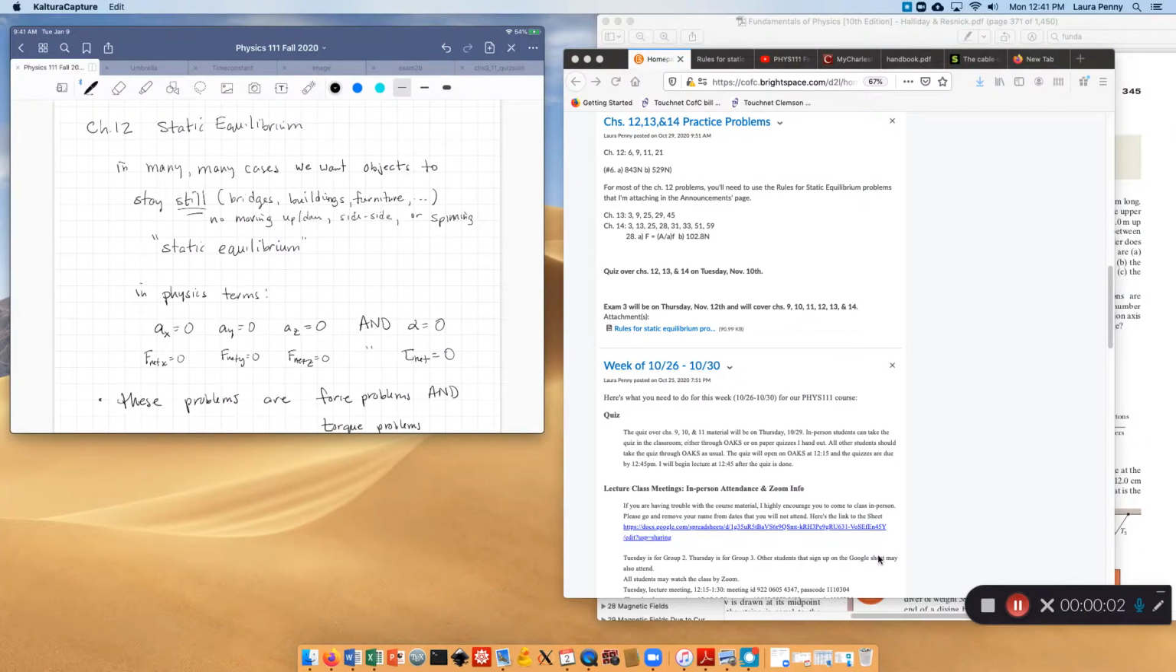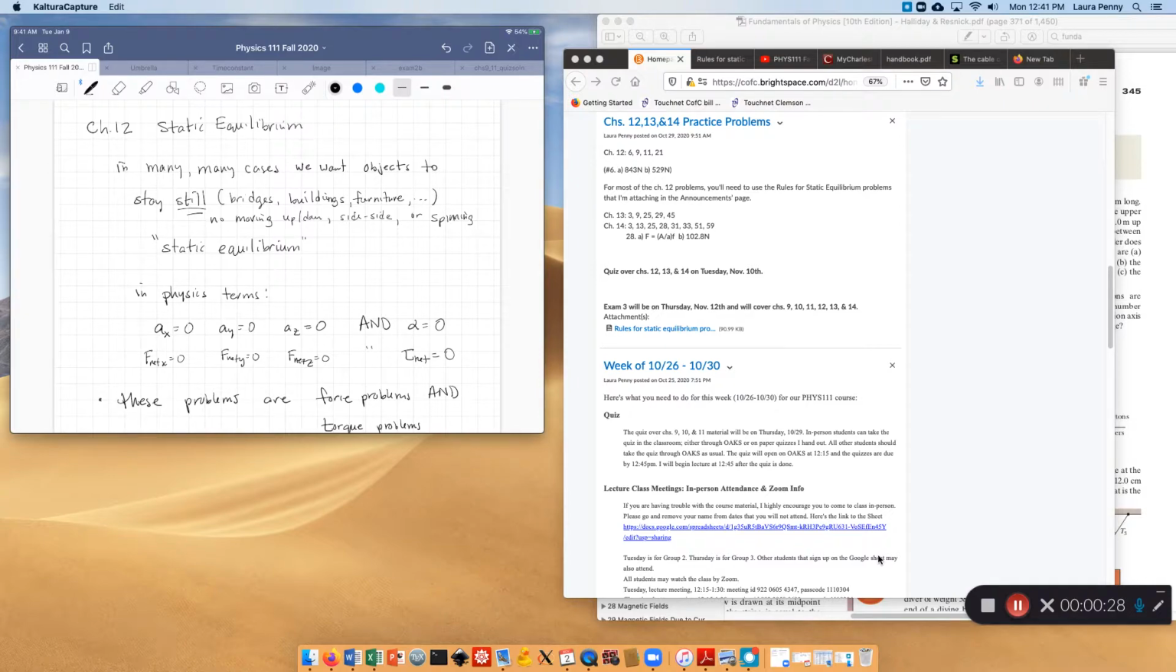Hey, Physics 111. All right, so I'm going to do hopefully maybe 1 or 2 videos on Chapter 12, and then maybe a couple on Chapter 13. So Chapter 12 is static equilibrium, and we already did some of this in class last week, so I'm just going to be going over a little bit, and then I'm going to do some examples, which are really the best way to learn how to do these problems.